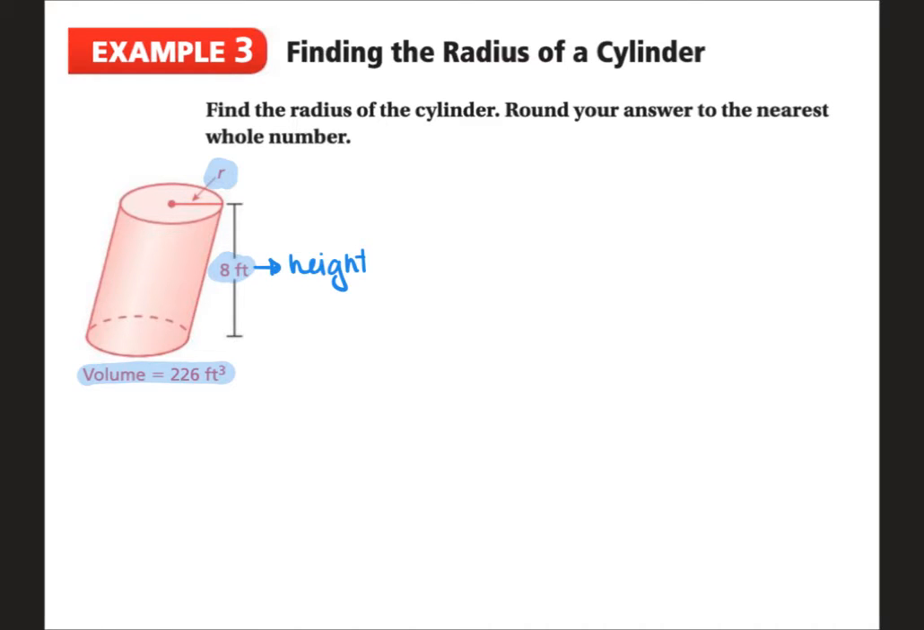So after this, because I have the volume, and I know I have a formula for my volume, I'm going to write my formula for my volume out. So volume is equal to pi r squared times my height. My next step then is going to be substituting the values that I do know. My volume is 226, so 226 is equal to pi r squared, and my height in this case is 8.